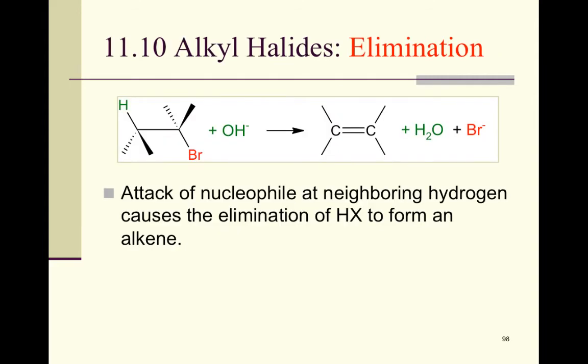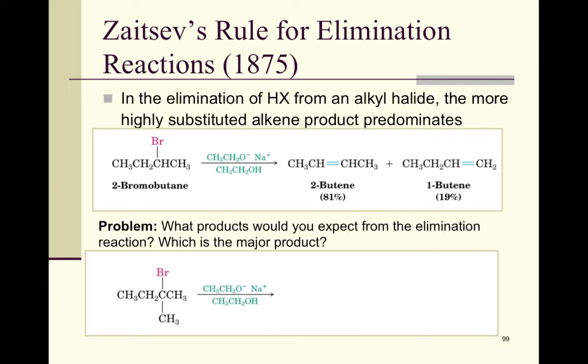Now we're going to look at elimination reactions. We're finished with substitution for a bit. Alkyl halides, elimination. When we have an elimination reaction, a couple of atoms are going to be leaving our molecule, forming a multiple bond. Attack of a nucleophile at a neighboring hydrogen causes the elimination of HX to form an alkene. Zaitsev's rule for elimination.